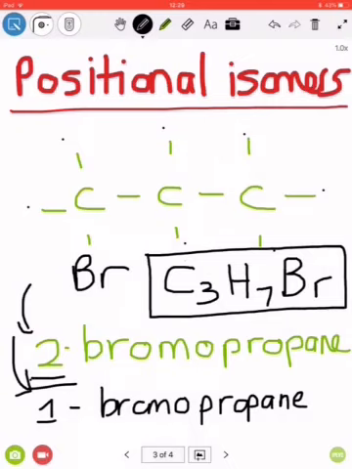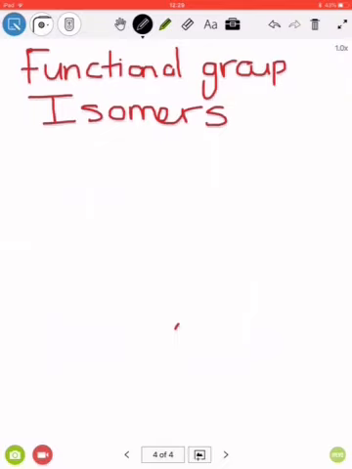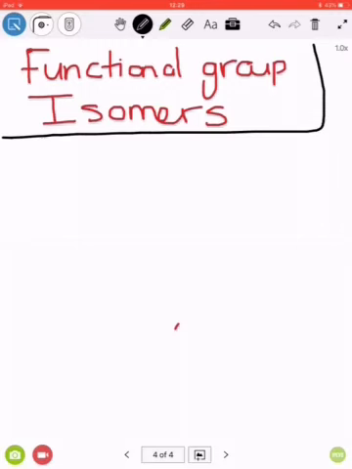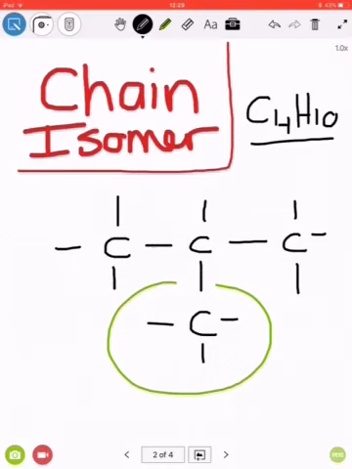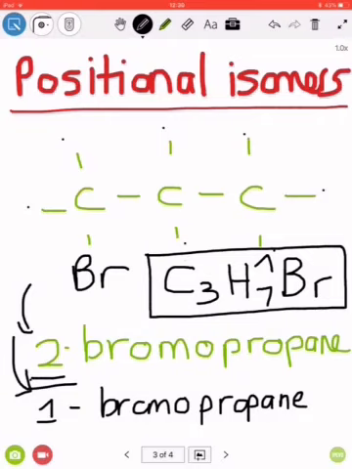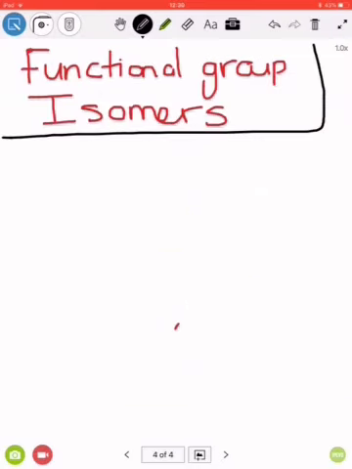Now the last one is a functional group isomer. What this means is that they have to have different functional groups. I'm hoping you're seeing that the names are according to what is different. Here, a chain isomer, the chains are different. Here, the positional isomer, the position of the functional group is different. And here, they actually have to have different functional groups. For us, there's only going to be 2 of these, the esters and the carboxylic acids. The others are all going to be chain isomers or positional isomers.